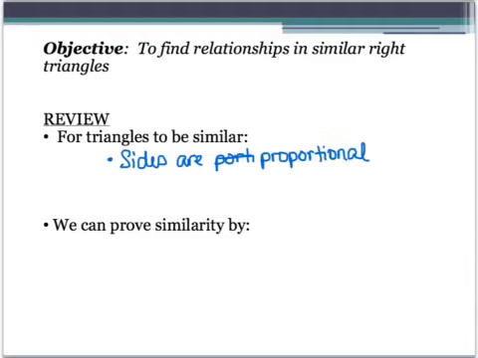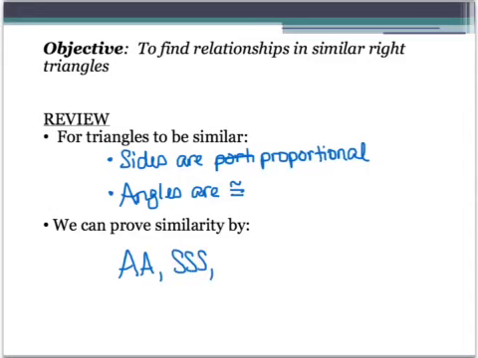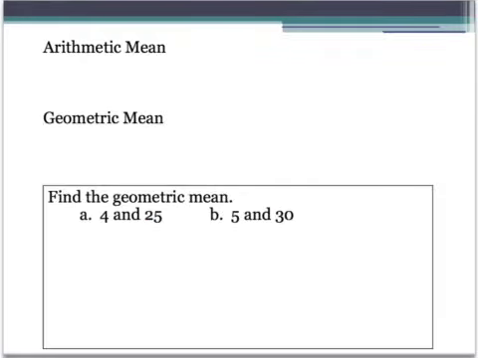The second criteria, angles are congruent. And we have now just recently learned 3 ways to prove similarity, and these are 3 shortcuts. Hopefully you can remember them. It's going to be angle, angle, side, side, side, and side, angle, side. So now let's get ready to start this new material.